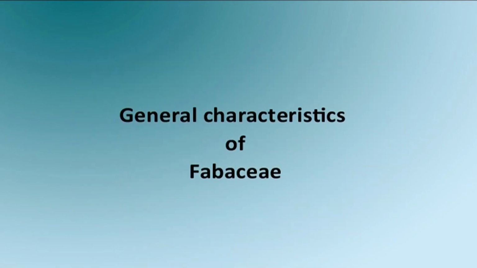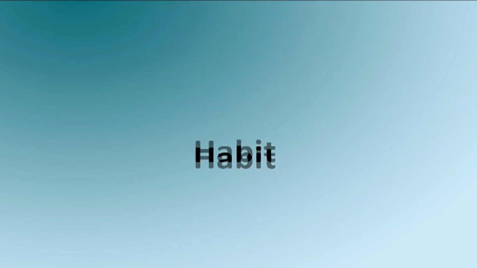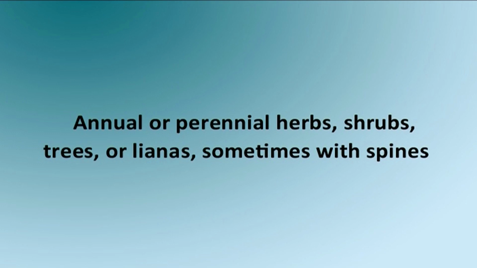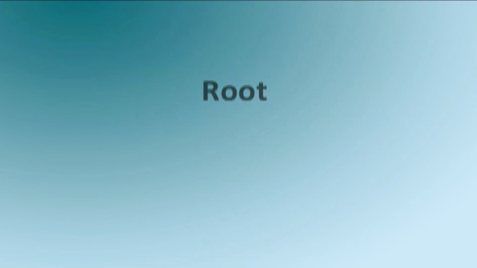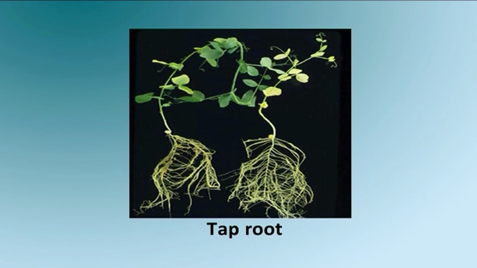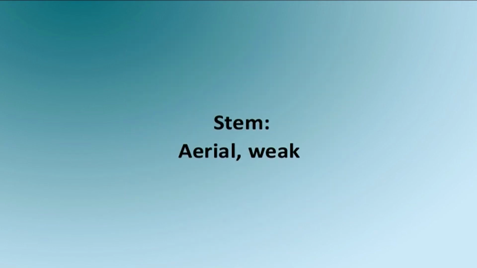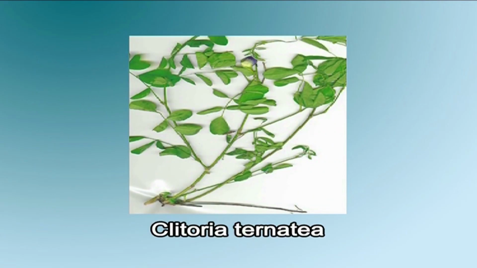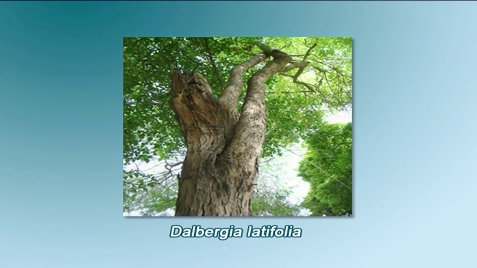Now the general characters of this family. First, the habit. They are annual or perennial herbs, shrubs, trees or lianas with spines sometimes present. Root: the root is a branched taproot, mostly with root nodules. Stem is aerial, weak, for example Clitoria ternatea, or woody, for example Dalbergia latifolia.